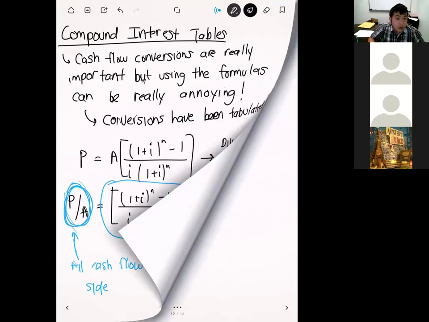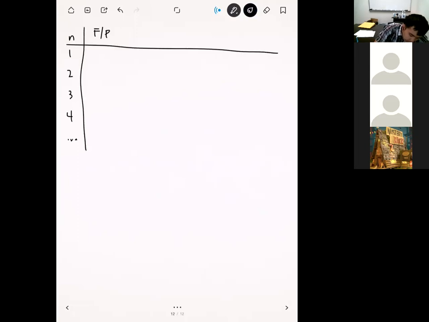All right, so the compound interest tables is a PDF, and I'm going to post it on Canvas in a second, right after this class. It looks like the following. In one column, you're going to have the number of time periods, which is going to be n, and this can go 1, 2, 3, 4, and then from here, you're going to have a bunch of different conversion factors.